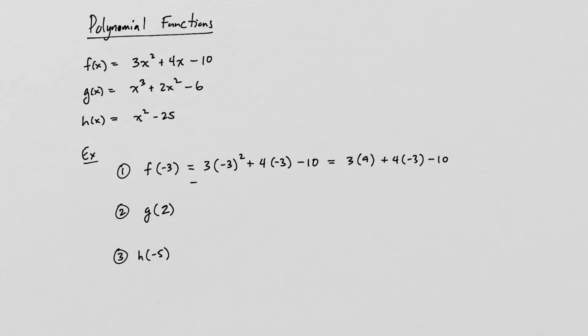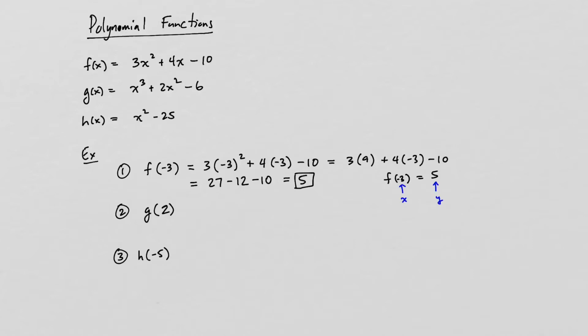And then if we just do the math here, 3 times 9 is 27. 4 times negative 3 is negative 12, and minus 10. And 27 minus 12 is 15, and 15 minus 10 is 5. And so the function value here, f of negative 3, is equal to 5. And so let's just remind ourselves, when we say f of negative 3 is equal to 5, remember that negative 3 is your x value and 5 is like your y value.